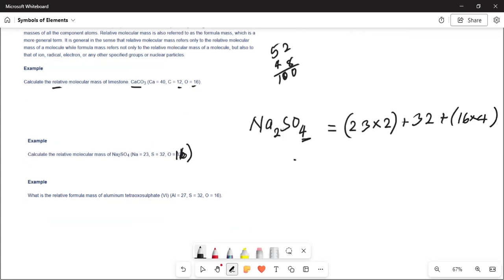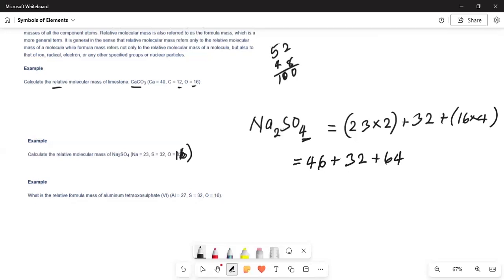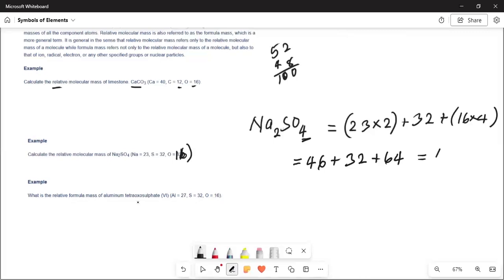23 times 2 is 46. Then plus 32 and plus 16 times 4, that's 64. Adding all this together, let's use a calculator to make our work faster. 46 plus 32 plus 64, 142. Again, there is no unit since we are talking about relative molecular mass. It's just the number of times it is heavier.